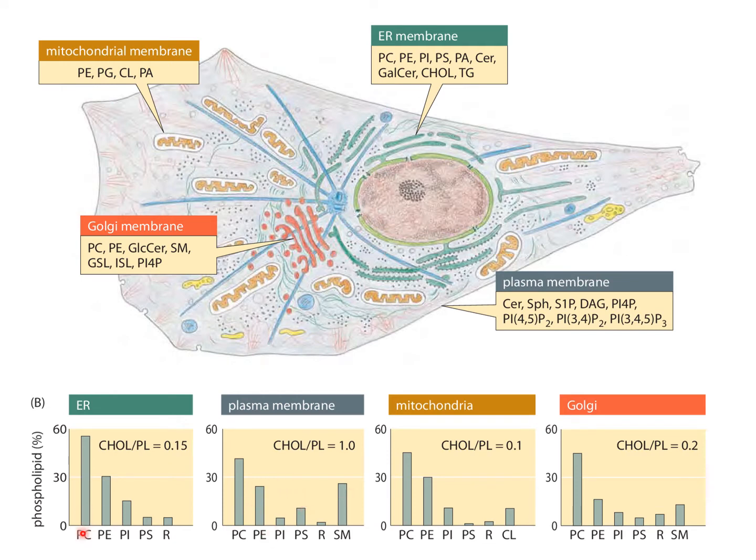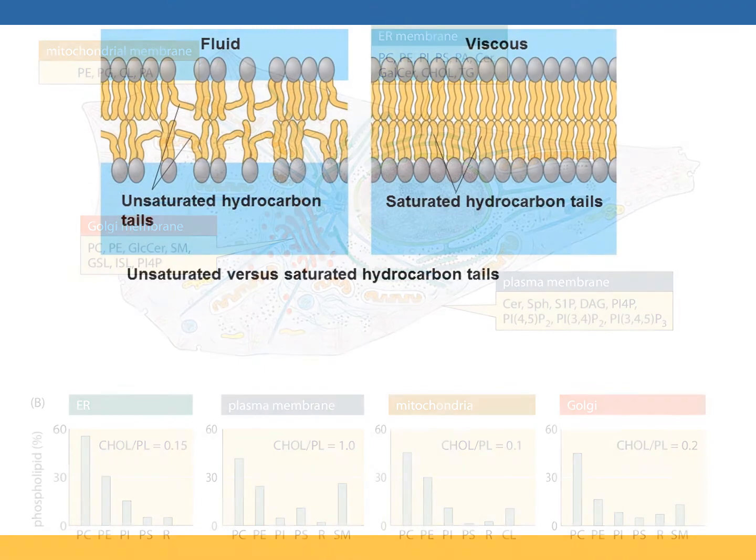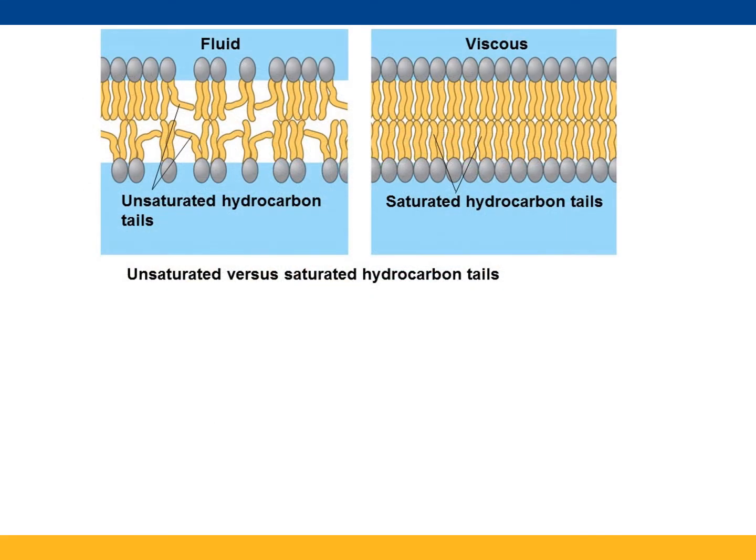Like PC means phosphatidylcholine, or PE, phosphatidylethanolamine, phosphatidylinositol, phosphatidylserine, and so forth. And you can see that these compositions differ based on the type of membrane and the function of that membrane. So these are all different kinds of head groups on the membranes in the phospholipids. Another aspect of the fluid mosaic model is how fluid it is, how far apart the head groups are.